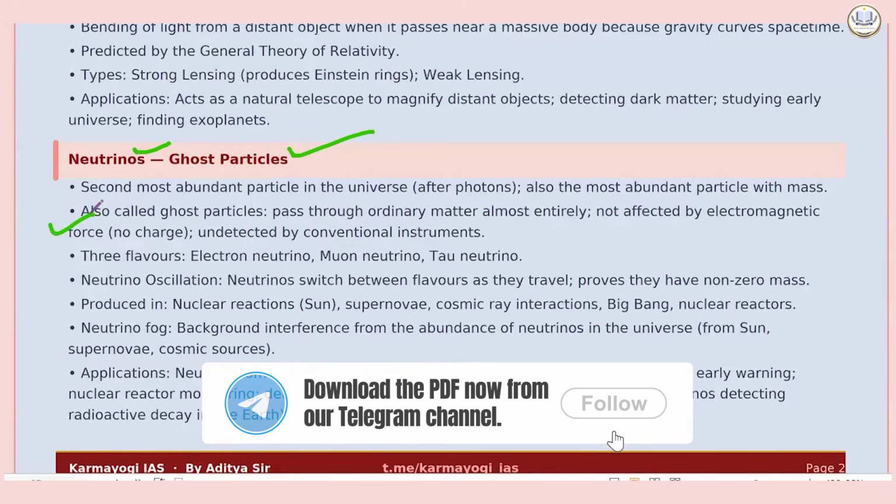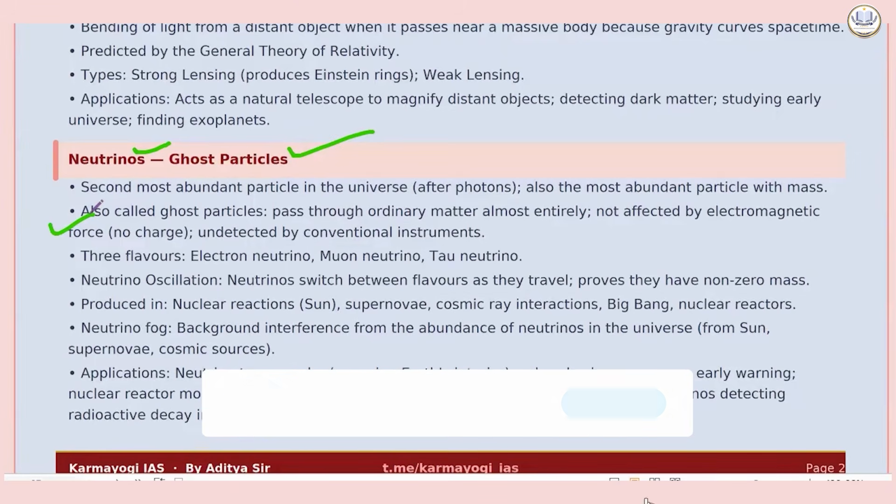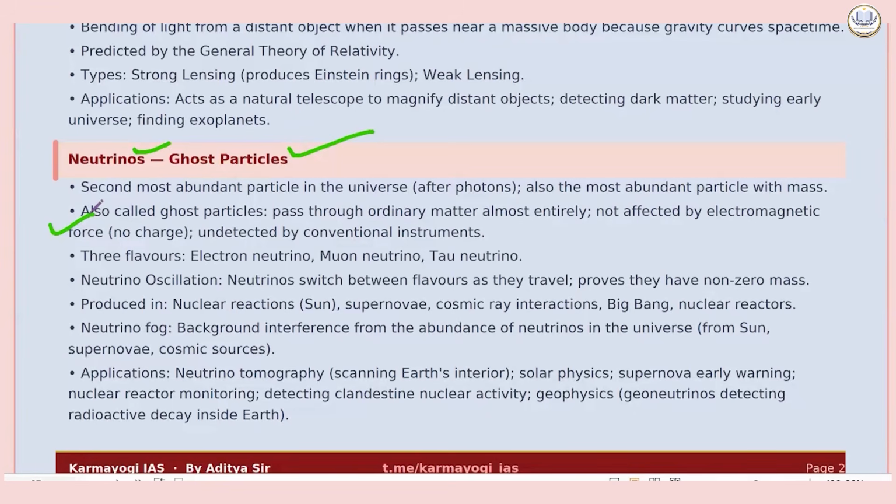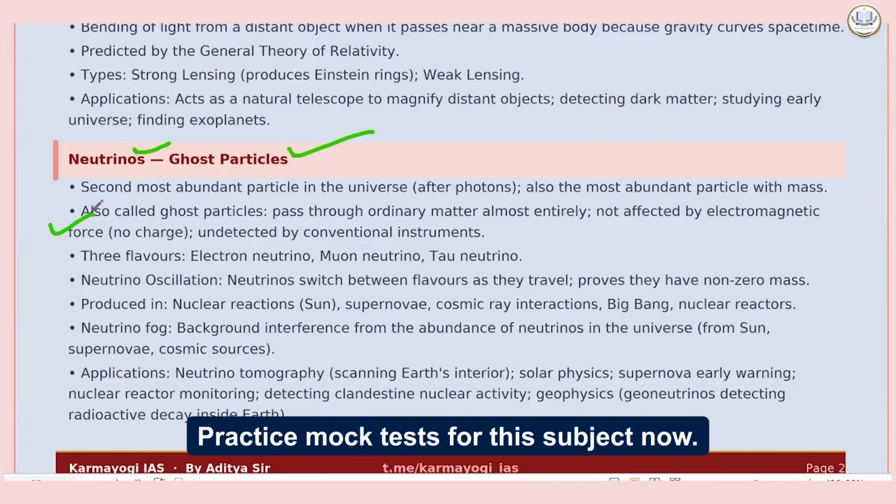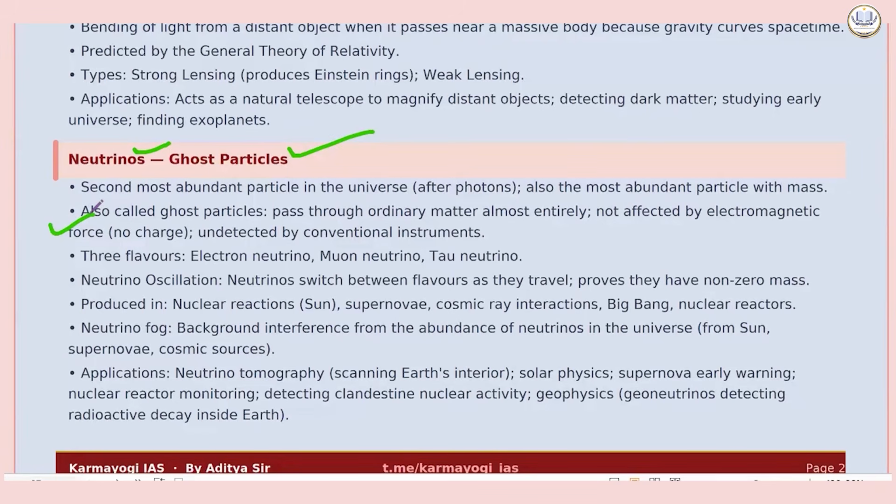These are the 3 flavors. Now, neutrino oscillation. Neutrinos switch between flavors as they travel. They will travel from electron neutrino to muon to tau, and this proves they have non-zero mass. They have mass; that's why they are able to change. It is produced in nuclear reactions: the sun, supernovae, cosmic ray interactions, the Big Bang, and nuclear reactors.